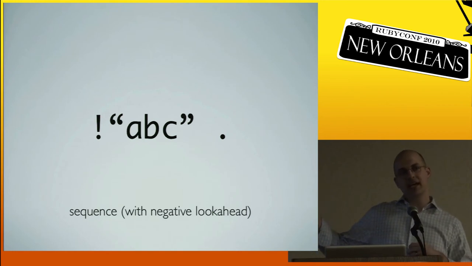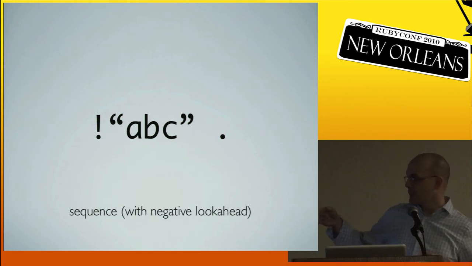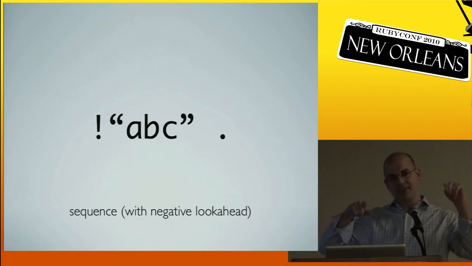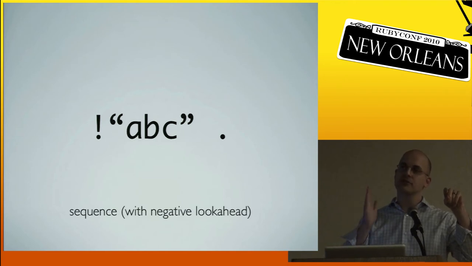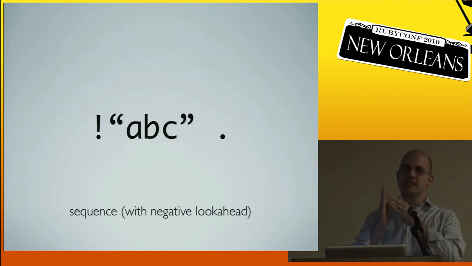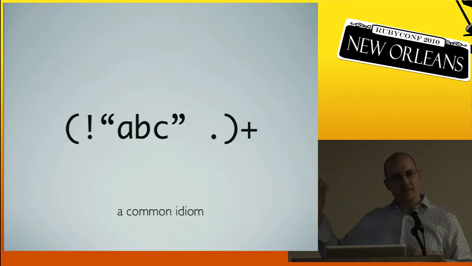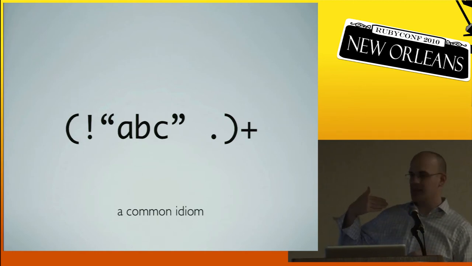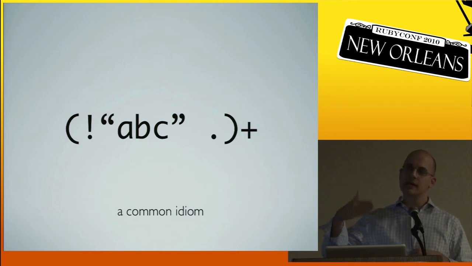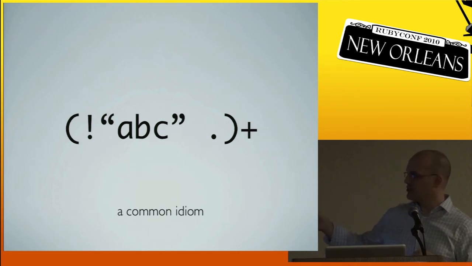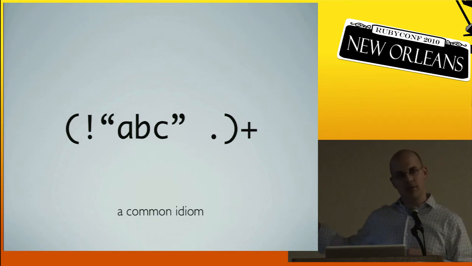Same idea, except negative look-ahead. Basically what we're saying here is don't match ABC and then match any character. So the parser is going through the string. As long as we don't see ABC, we match a character and we put it into the buffer. So I match any single character that is not ABC. This is a common idiom that you see sometimes in grammars. This basically is saying match everything up until you see ABC in the input. Match any character where you don't see ABC, one or more times.